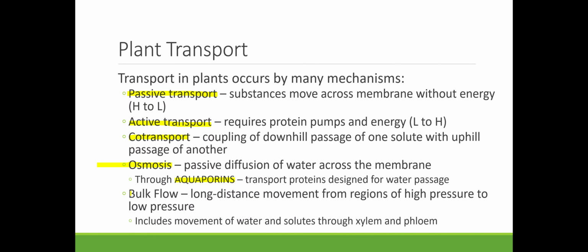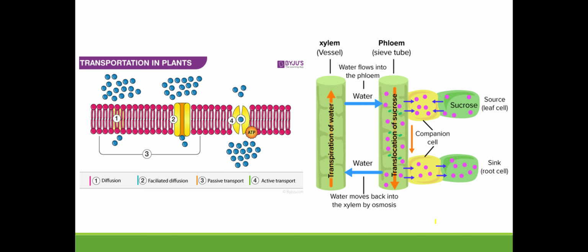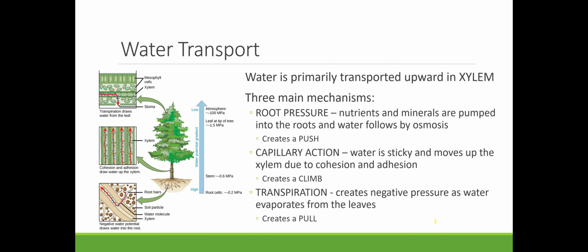And then another type of transport that we're going to see that we haven't really talked about before is bulk flow. And this is where you have a high pressure, low pressure, and that creates a flow over a long distance. And this is what's going to happen in our xylem and phloem. So we're going to take a look at specifically the types of transport that are happening in the xylem and the phloem. And so we're going to take a look at water transport first.